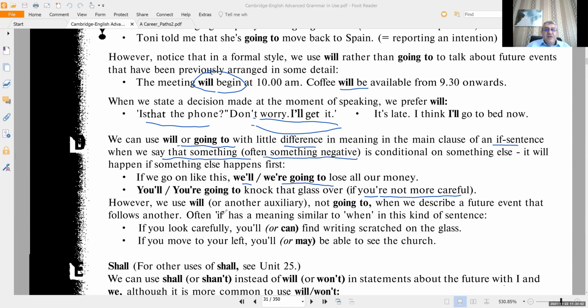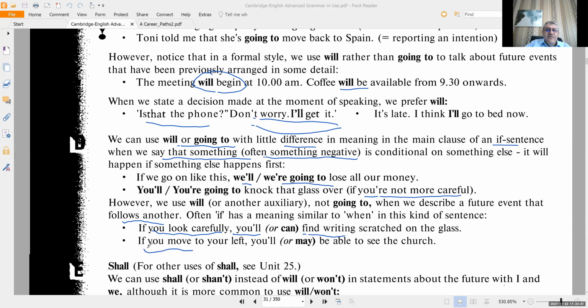However, we use will or another auxiliary, not going to, when we describe a future event that follows another. Sometimes I have more than one event in the future, one after the other, meaning this will happen and then that. So we don't use going to, we use will. If you look carefully, you will find writing scratched on the glass, or you can find. So here, if you look carefully, you will find an engraving on the glass.